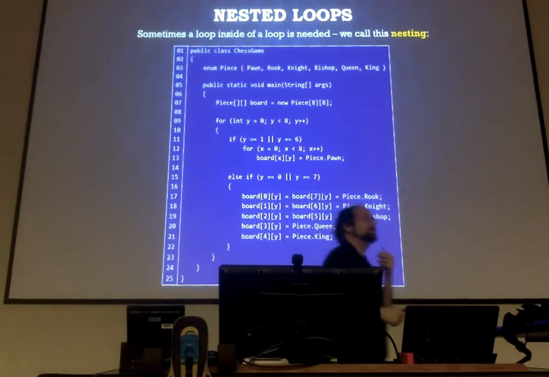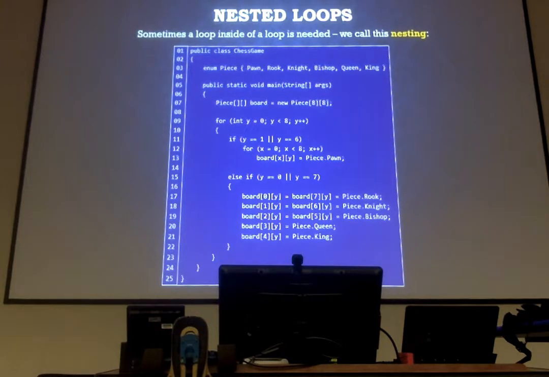Yes? I just don't understand what's happening in line 11 and 14. Okay, yeah, line 11 is a little bit complex. So basically what I'm saying is, if we're at row 1, which is, we have 0 and then 1, if we're at the second line, or if we're at row 6, remember it goes through 7, so 6 is one above that. In other words, if we're in one of the lines that is just pawns on a chessboard, do you follow so far? Yeah.